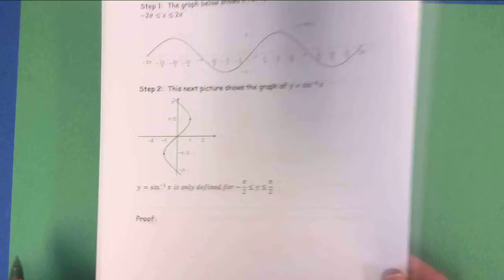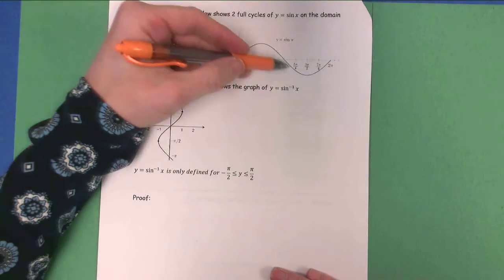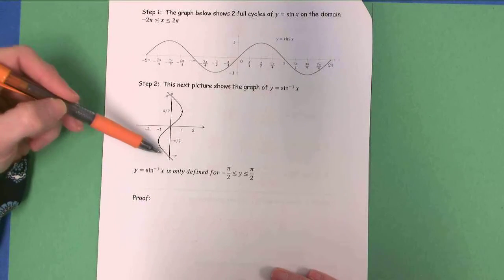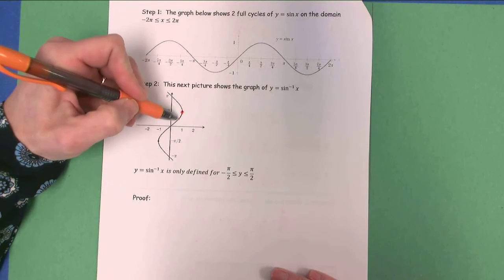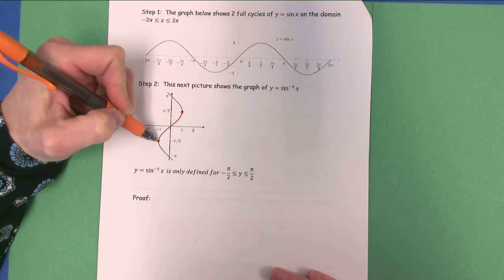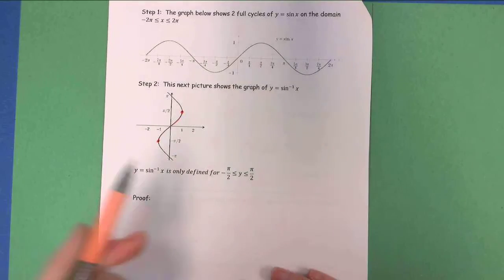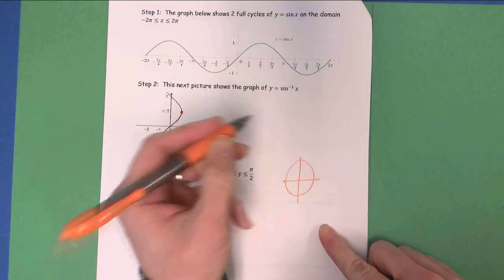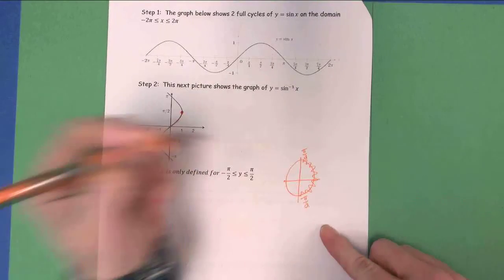Okay, so page 2 of the packet from yesterday is going to reiterate what I just went over. Here are your 2 cycles of the graph of y equals sine x, as I showed earlier. This next picture shows the graph of y equals inverse sine of x, but I'm only showing, once again, that part that is a function right here, which is defined only for y values between negative pi over 2 and pi over 2. Okay? So I'm going to actually recreate that unit circle I just drew. So keep in mind as we do this proof, we are trapped on this half of the unit circle.